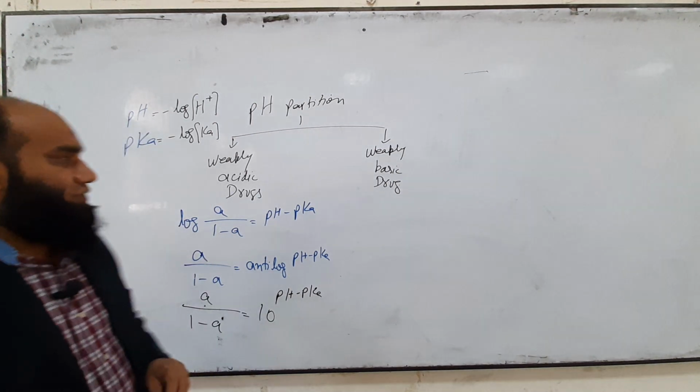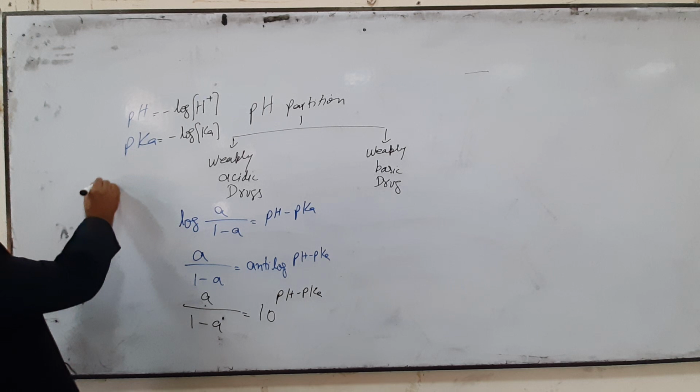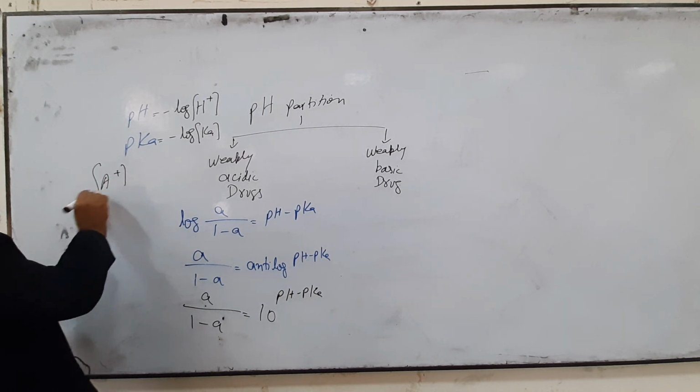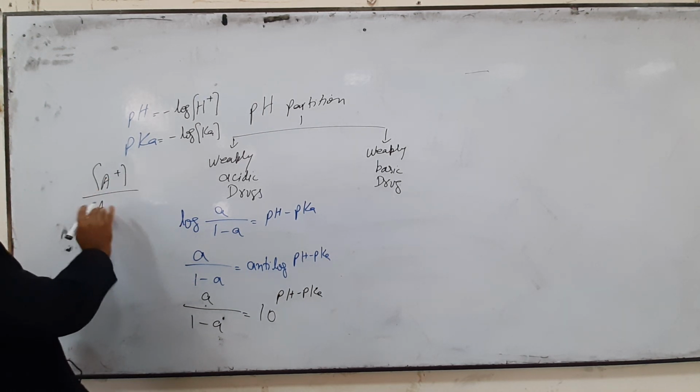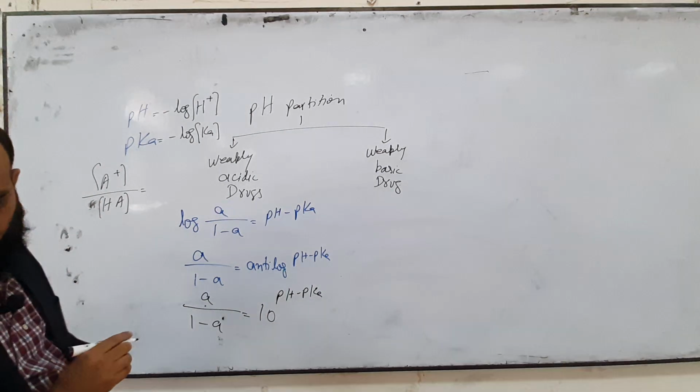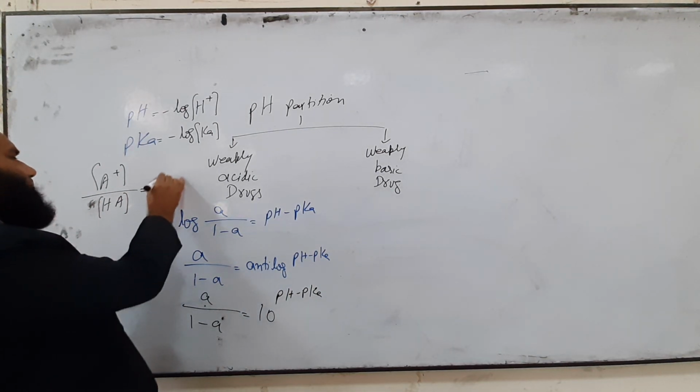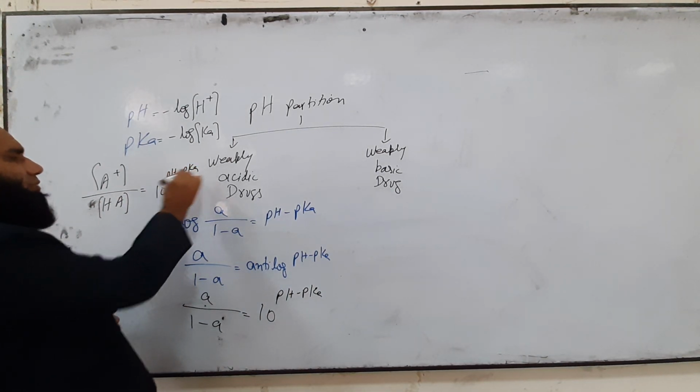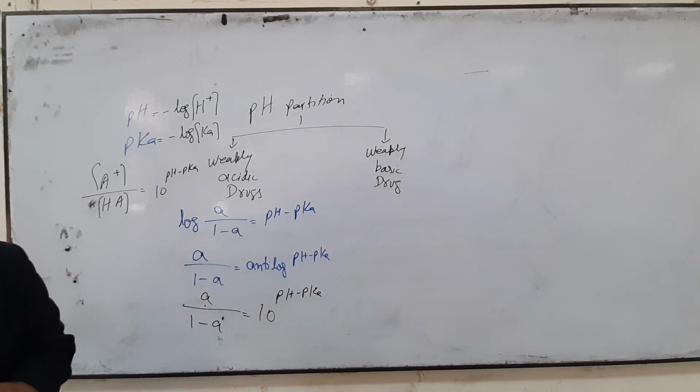I can also write this formula in another way: concentration of ionized over concentration of unionized for a weakly acidic drug will be equal to 10 raised to power pH minus pKa. Remember, I have just changed the words.